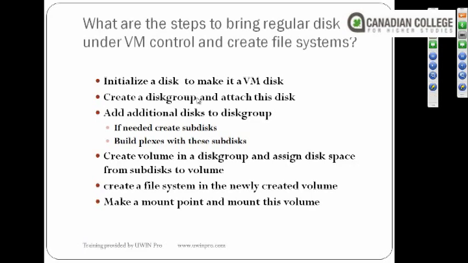Tell me what I should do when I want to form a group. Four people want to form a group. First, you have to select. Okay, you are selected, you are selected, you are selected. There are about 15 people, so you have to select people, right? So likewise, you have to initialize the disk and tell it, you are part of Veritas now. That is called initialize. So first thing is initialize the disk and make it a VM disk.